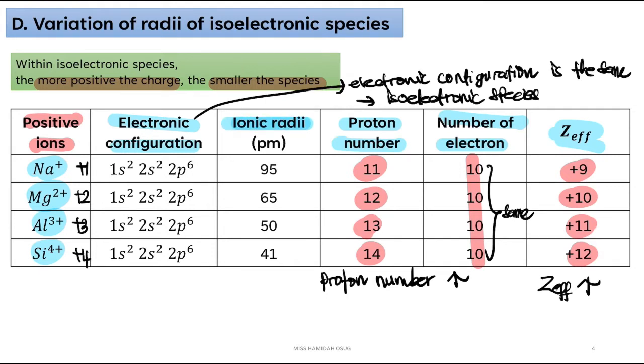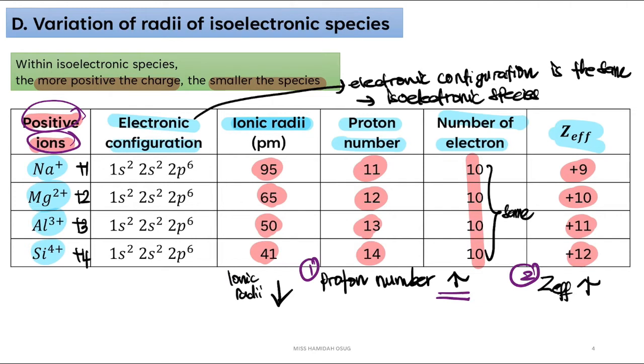Lastly, let's take a look at the size of ionic radii. So as we can see there, the more positive the charge, the ionic radii becomes smaller. So when we look closely, when the proton number is increasing, the Zeff value also will be increasing, causing the ionic radius to become smaller.